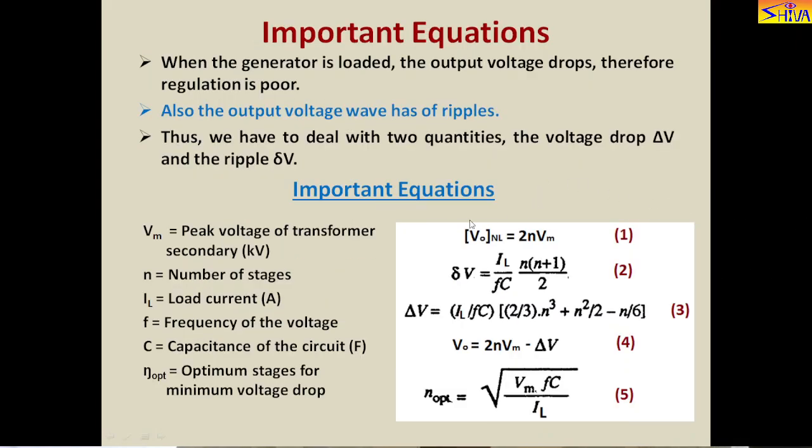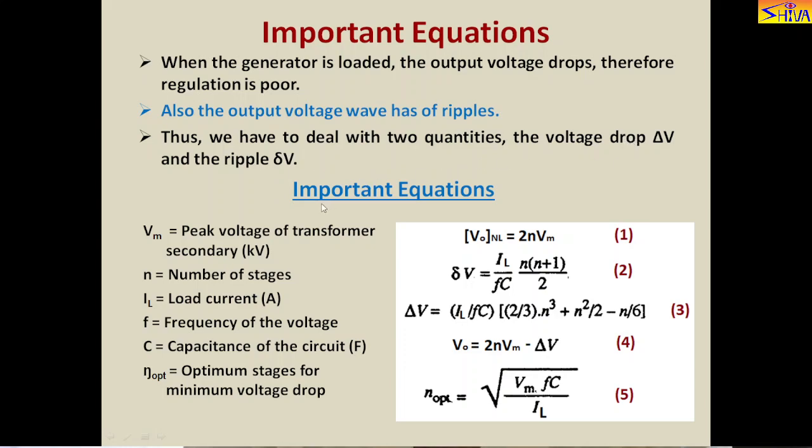Now here I will discuss the important equations. But the first thing is, when the generator is loaded, the output voltage drops. Therefore, regulation is poor. Also, the voltage wave has ripples. Thus, we have to deal with two quantities, that is the voltage drop, capital delta V, and the ripple, that is small delta V.